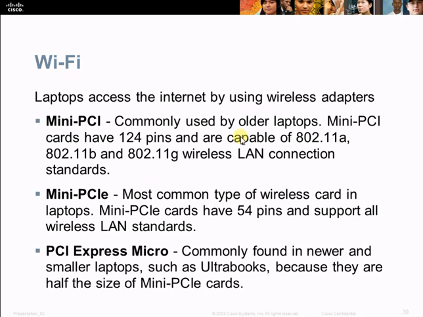There are different types of Wi-Fi adapters. We have mini PCI. This was used for older laptops and had a range of 802.11a, b, and g. Then we had the mini PCIe, which was the most common type of wireless card in laptops, and it had 54 pins and supported LAN standards. And then today we have the PCI Express Micro, which is commonly found in newer and smaller laptops, such as the Ultrabook, because it's half the size of the other ones. Since those books are really small, it allows for the connectivity.